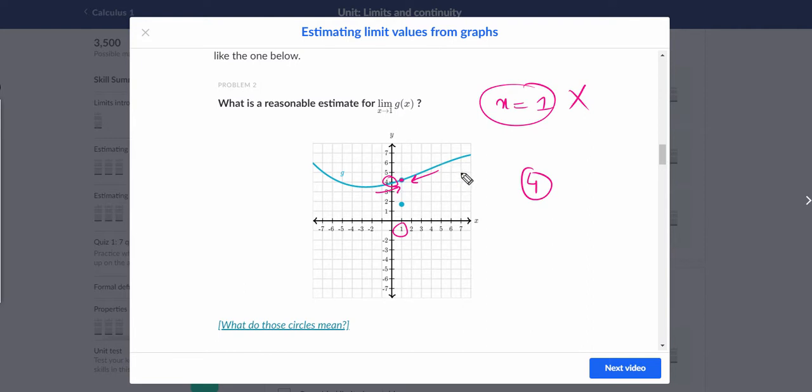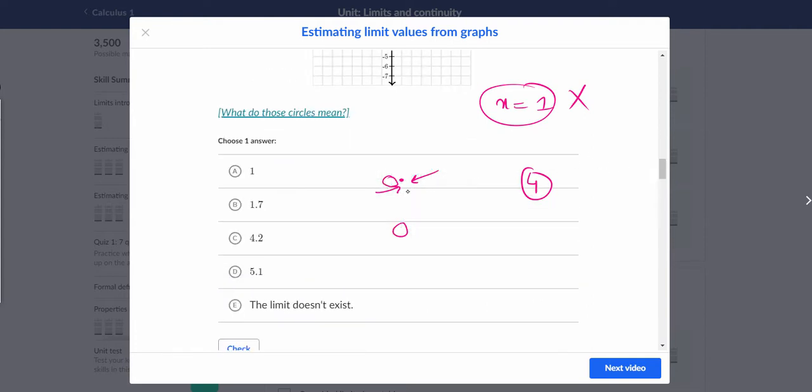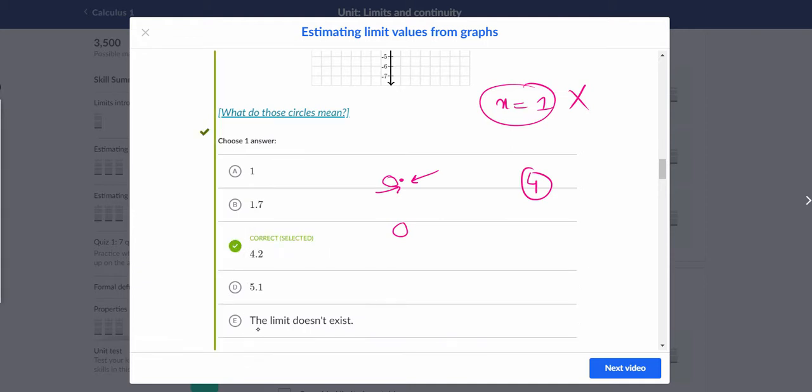If it were x equal to 1, then we would give an answer like 1.8 something, but because over here it's approaching 1, our answer will be 4. So let's see the options. Okay, the closest number to 4 is 4.2, so let's check, and it's correct. So this is how you can check the answer for limits. Now let's move on to the next question.